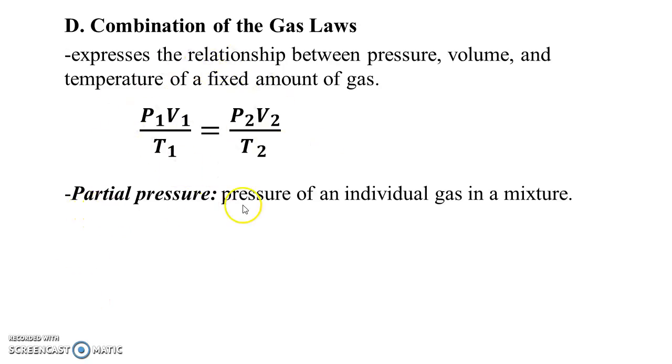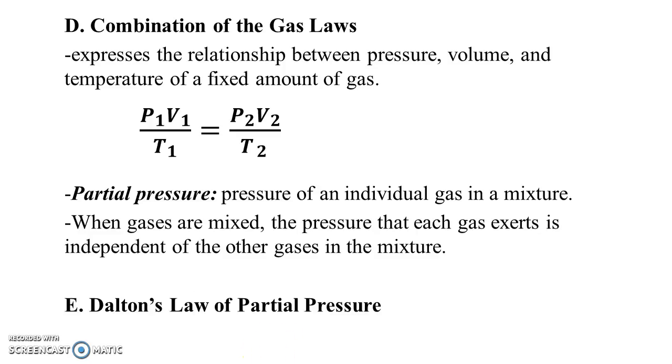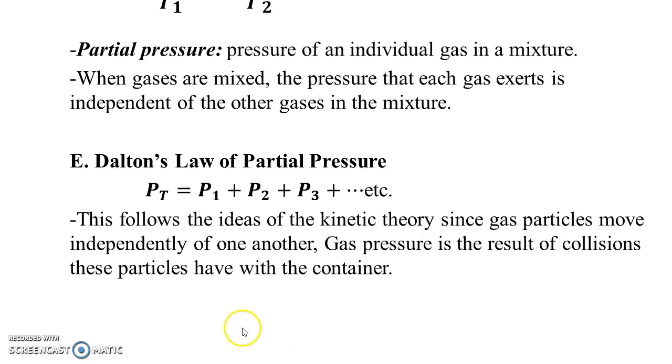The partial pressure equation gives the pressure of an individual gas in a mixture. So there's an equation for this. When gases are mixed, the pressure that each gas exerts is independent of the other gases. That just means how much force each individual gas exerts, and that led Dalton to come up with this rule of partial pressure. All it means is that if we want to know the pressure of a total amount of gas, we have to add up each gas's pressure individually.